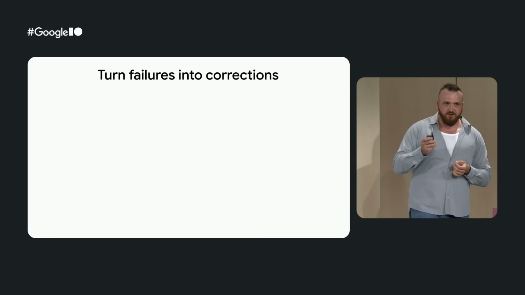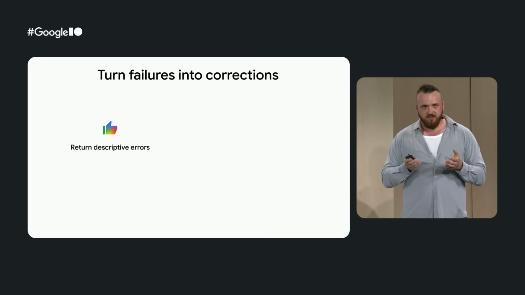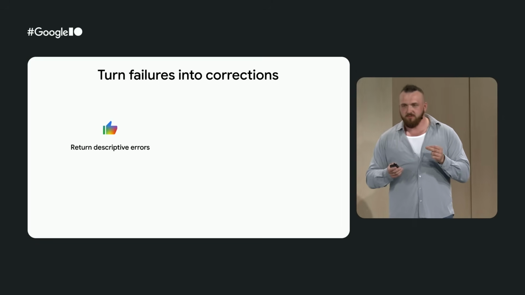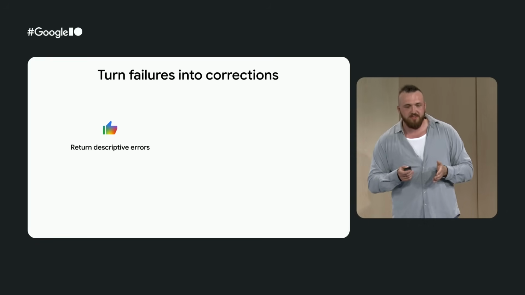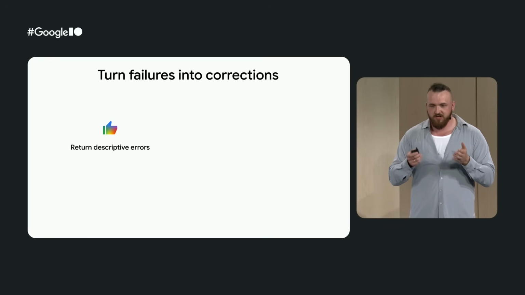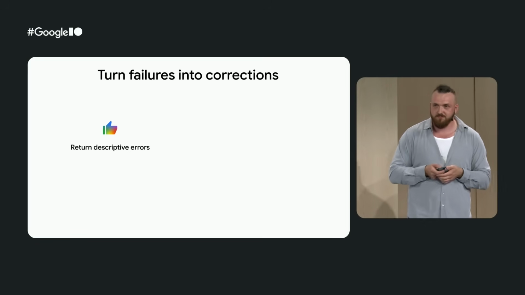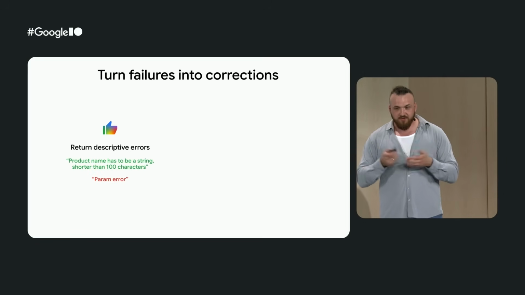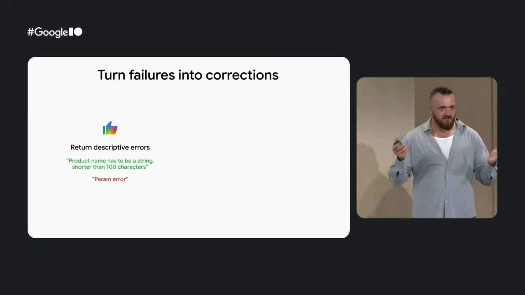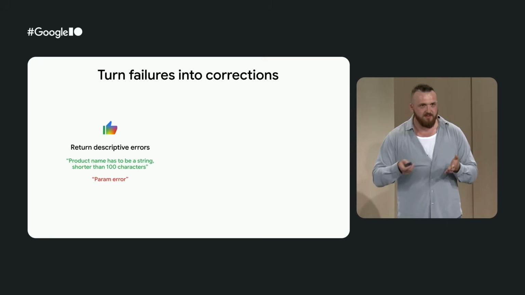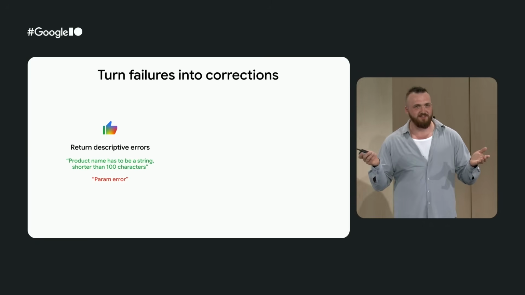Turn failures into corrections. So we have to return descriptive errors. The schema constraints are helpful, but they are not guaranteed. So you should validate constraints within your function code and return proper errors. This allows the model to self-correct and retry with valid parameters. Good example: product name has to be a string shorter than 100 characters. Bad example: param error. How can we recover from this, right?